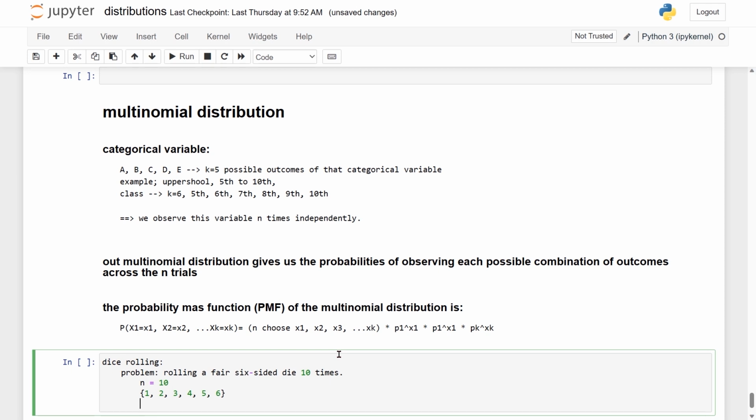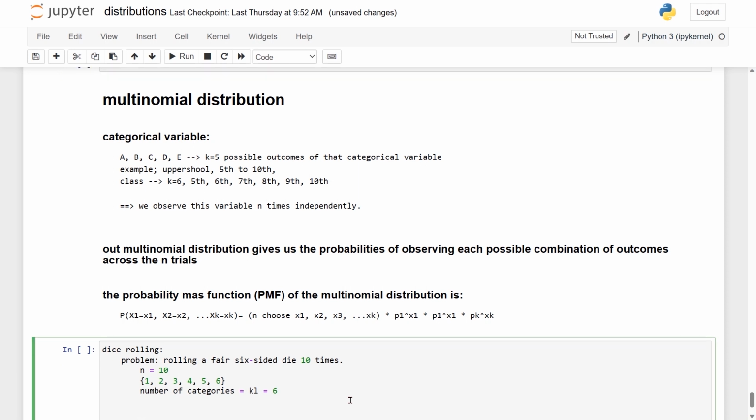So we can model this as a multinomial distribution with the k value. Obviously, how many categories do we have? The number of categories is equal to k, and we have six categories. That's it. So you got the n value, you got the number of categories, and you got the respective categories under that. So now you have to start working on your problem. So let's say we want to calculate the probability of observing the following outcomes.